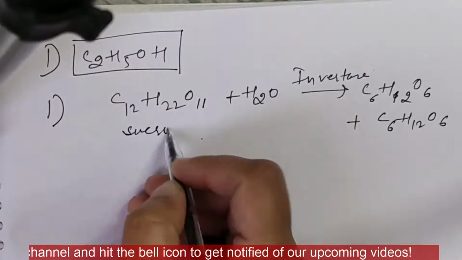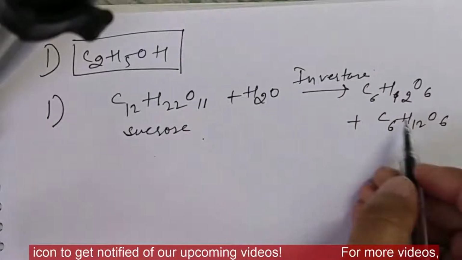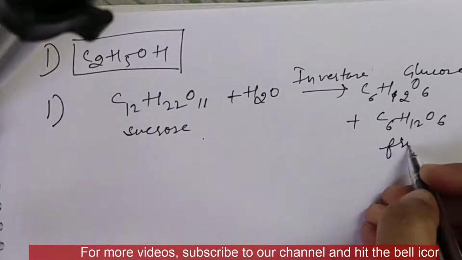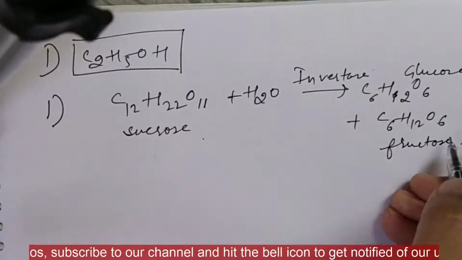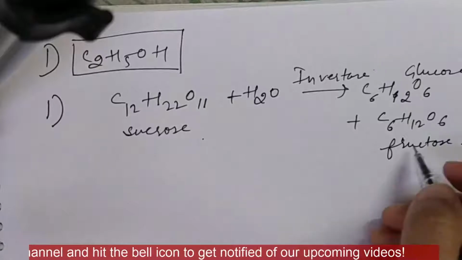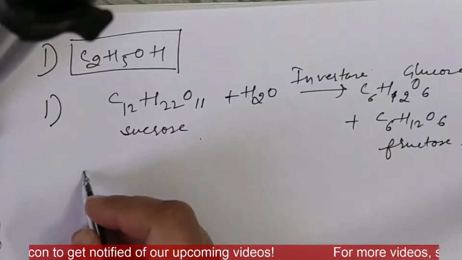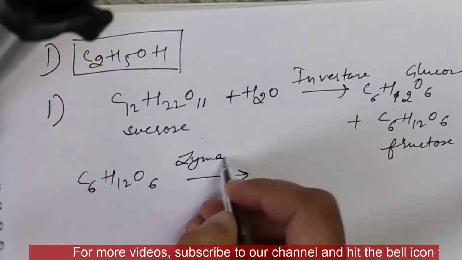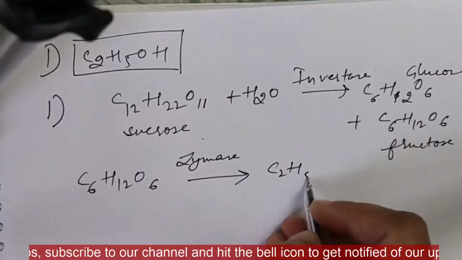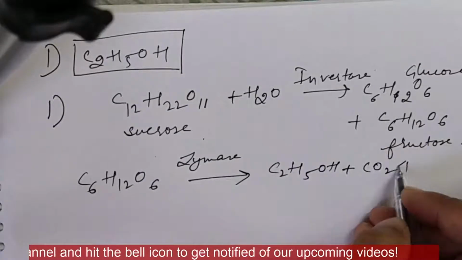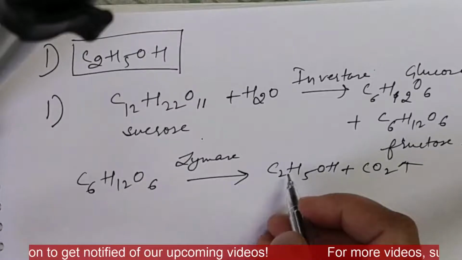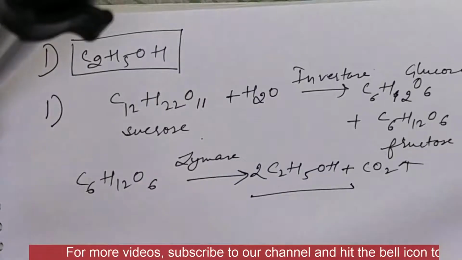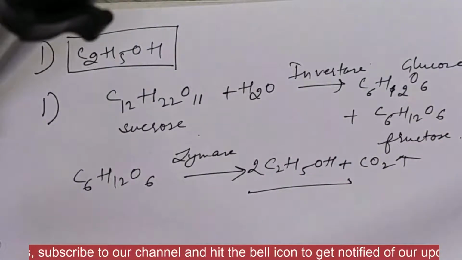With the help of invertase enzyme, it is converted into glucose as well as the isomeric form fructose, both are isomeric forms. And glucose or fructose, you can take any example, this C6H12O6 with the help of zymase enzyme can be converted into C2H5OH with the evolution of carbon dioxide gas. So this is how alcohol can be formed by the process of alcoholic fermentation. We are doing the process of fermentation here.